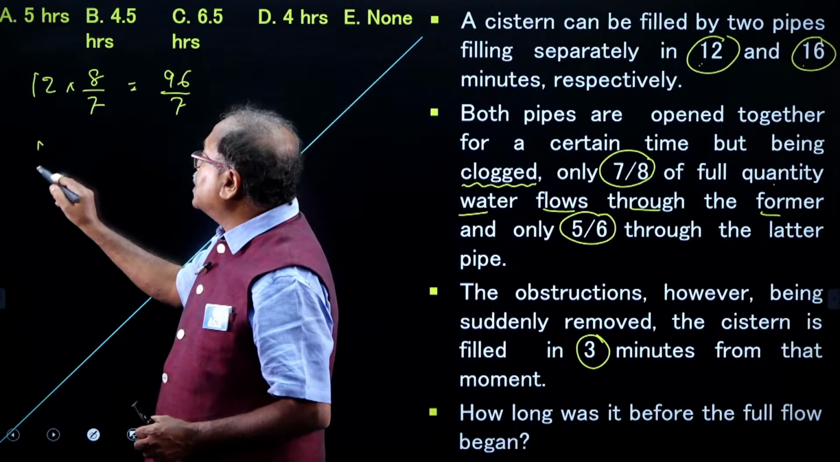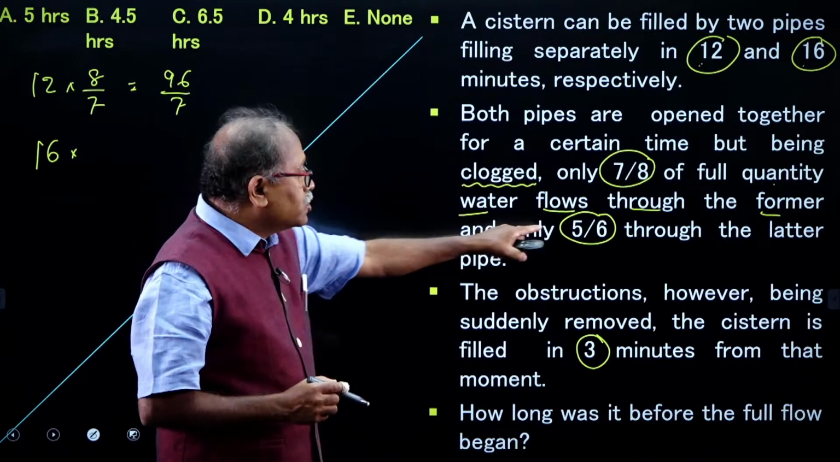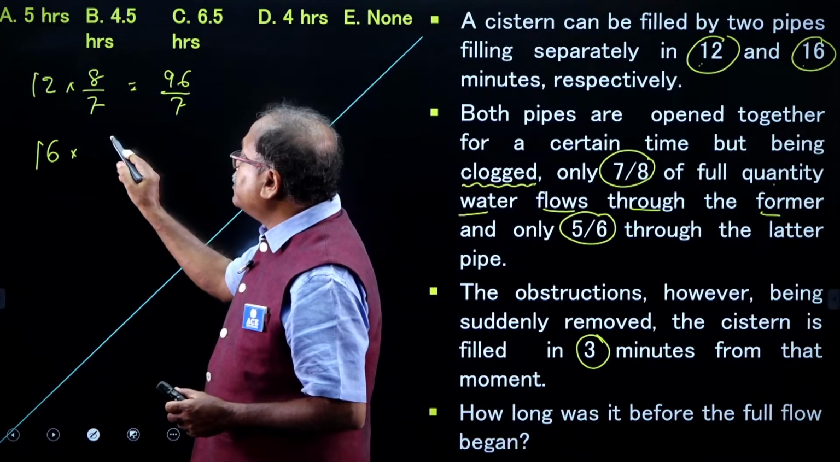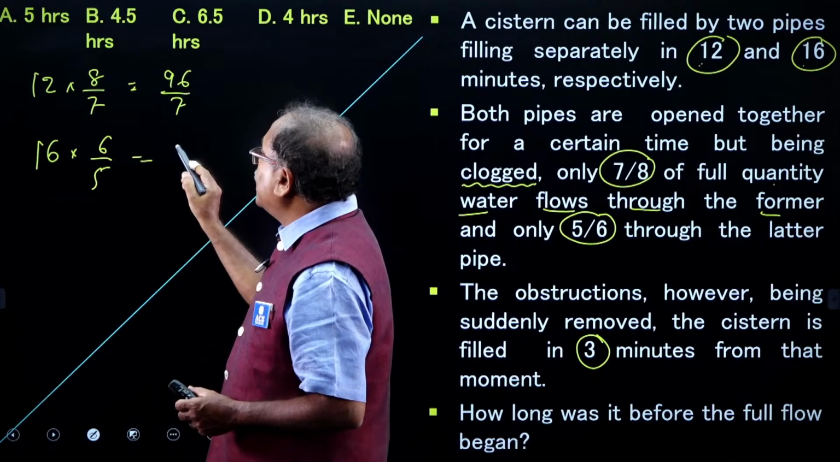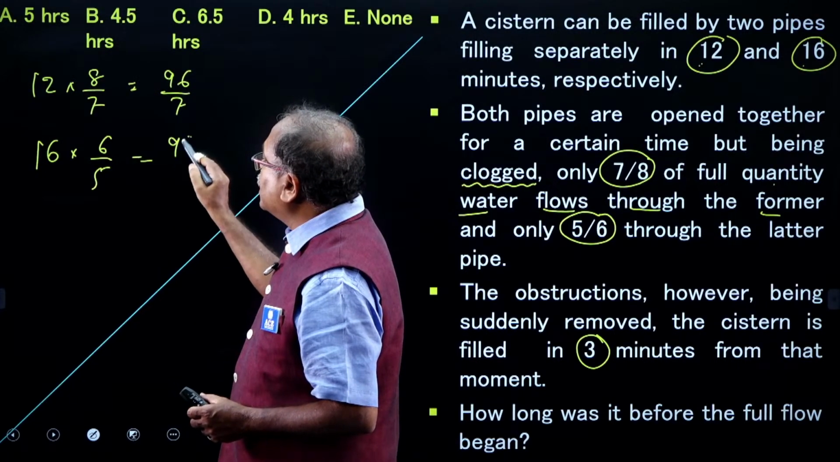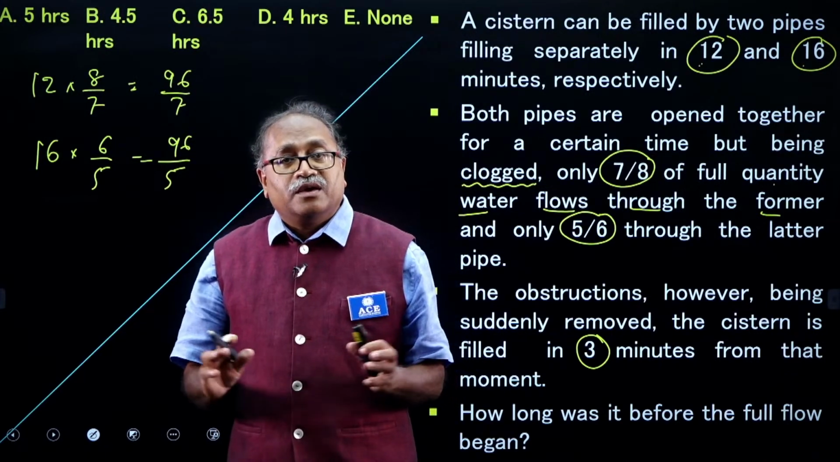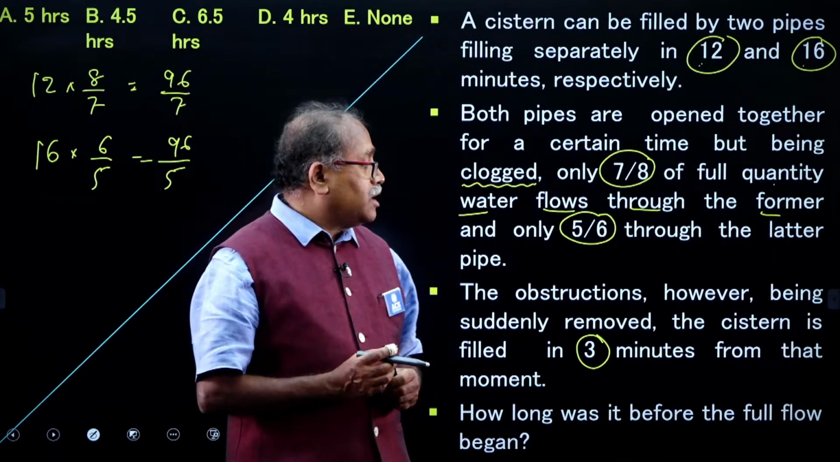What about the second one? The second one can fill the tank in 16 minutes, but because of the blockage only 5/6 of the water was moving. So, the time taken will be the greater, that is 6/5, and again I notice that this is 96/5. Am I right over here? And what has happened here?